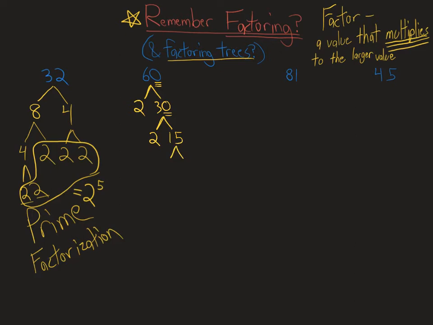And hopefully now we can see, 15 is just 3 times 5. And at that point, we're done. These are all prime factors. None of them break down into anything else, so the 60 is done.